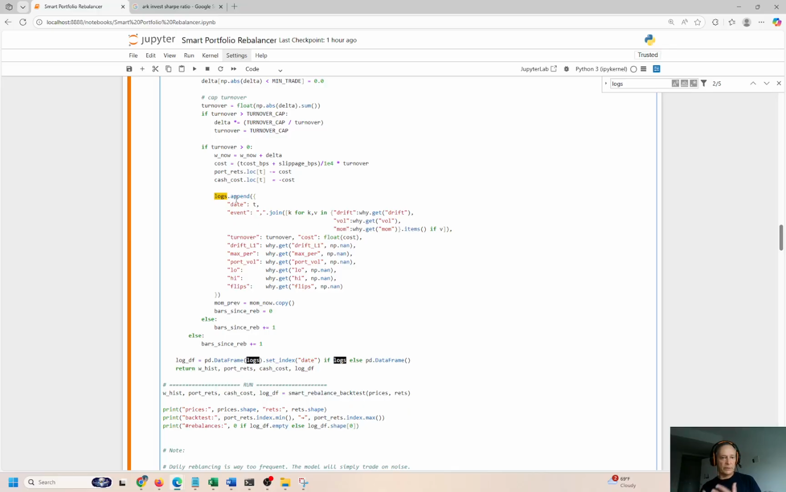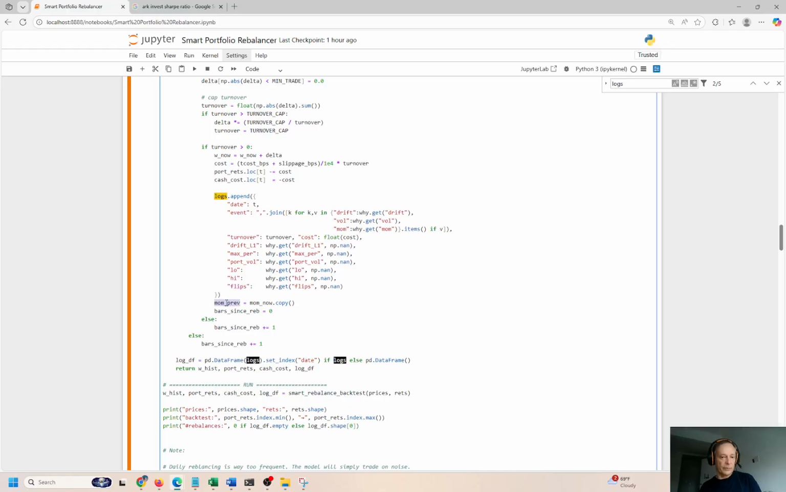So we're doing all the calculations, right? All the trading, should we trade, should we not trade? When do we do the trades? Which tickers are we trading on, right? And which dates are being traded? So we collect all this information and append it to the log. So we collect the date, event, right? Drift, volume, momentum, anything like that, turnover, drift, L1, maximum performance, volatility, low, high, and flips. So everything gets into the momentum.